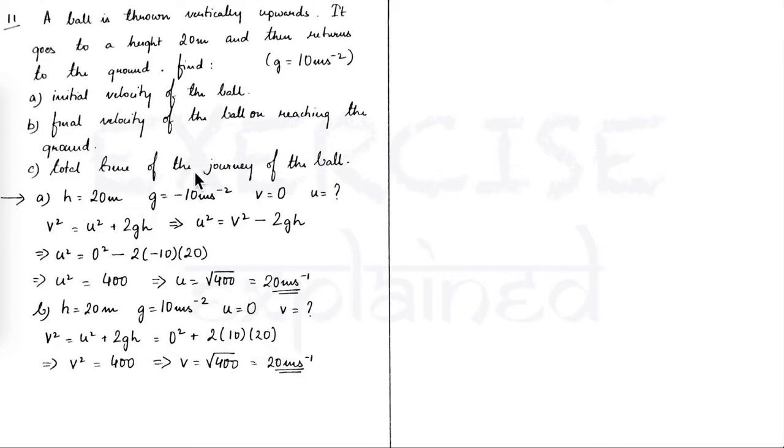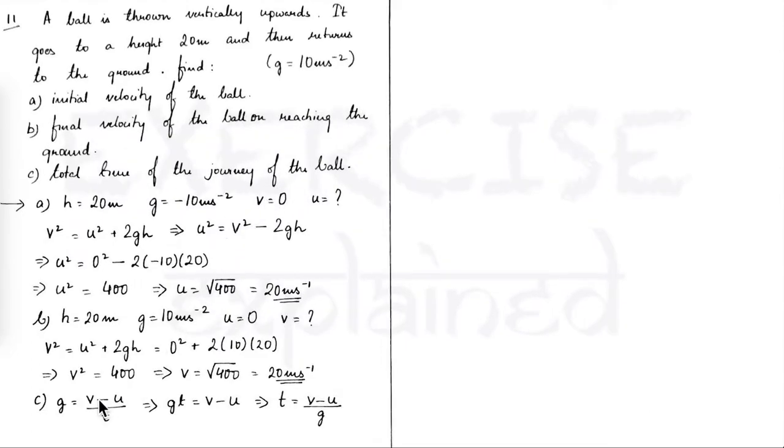The C part, total time for the journey of the ball. So I would be finding time for any one side. So g is equal to v minus u by t, that is acceleration is equal to v minus u by t. So t goes to the other side, I get gt is equal to v minus u. So t is equal to v minus u divided by g. This is the formula for acceleration, so I have used it for acceleration due to gravity. So acceleration due to gravity is final velocity minus initial velocity divided by time. So gt is equal to v minus u and t is equal to v minus u by g.